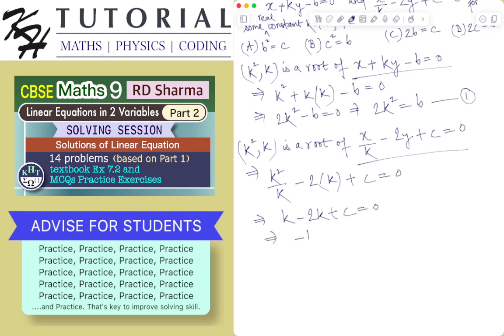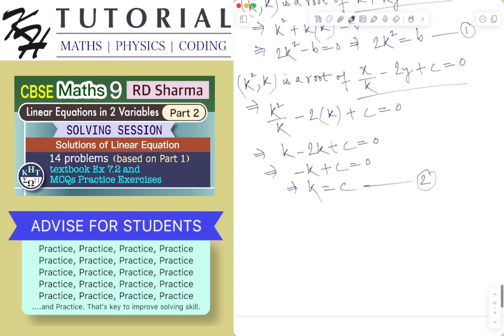This implies minus k plus c is equals to 0. This implies k is equals to c. From this we are having k is equals to c. Let this be result 2. Now using results 1 and 2, can we create a relation between b and c?